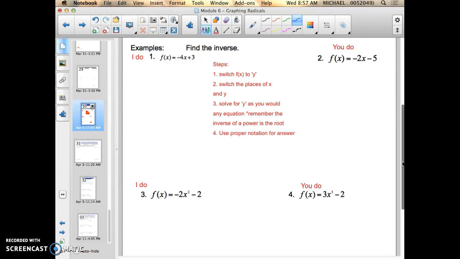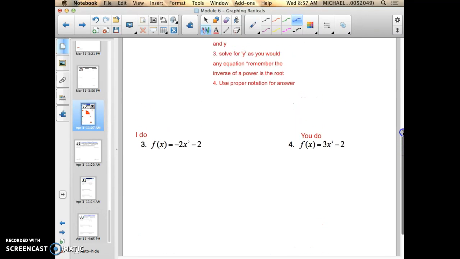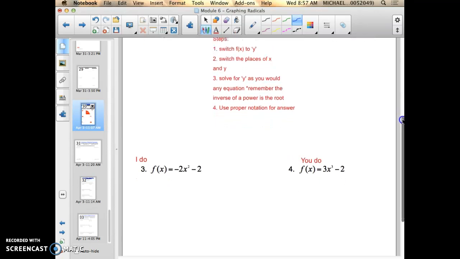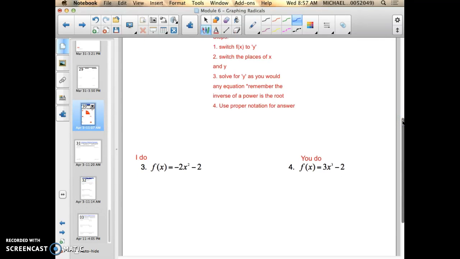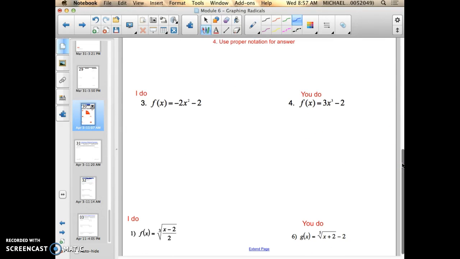So number 3, I'm going to do down here on the left, and I'm also going to do number 1 on the bottom. So I'm going to follow step by step, just like we did for the first one. But if you notice, the first ones are linear, so they will look a little bit different. The first step in red is to switch f of x to y. Always do that if given the function notation f of x. So I'm going to write y equals negative 2x squared minus 2.